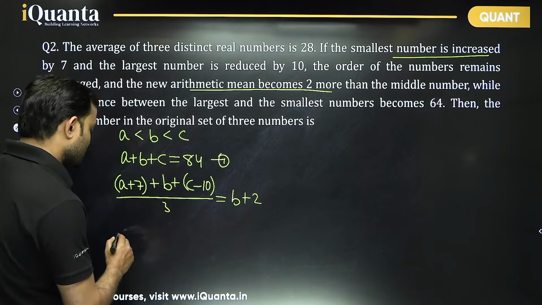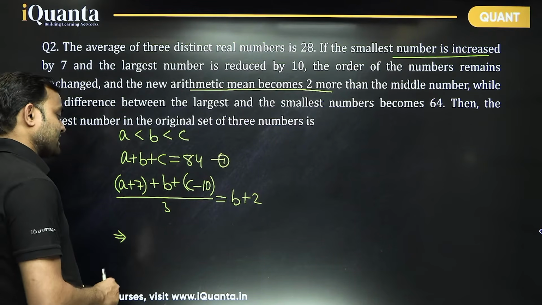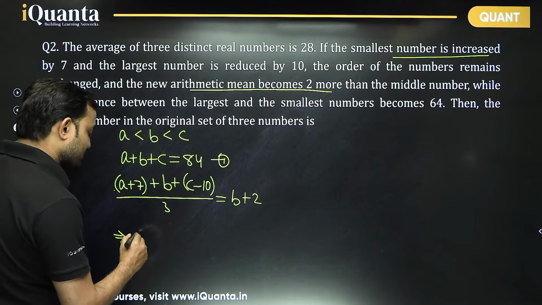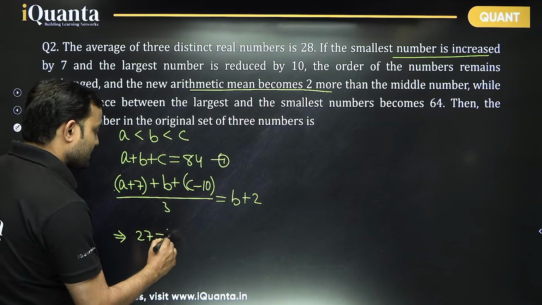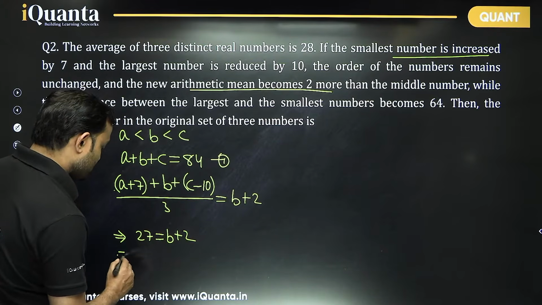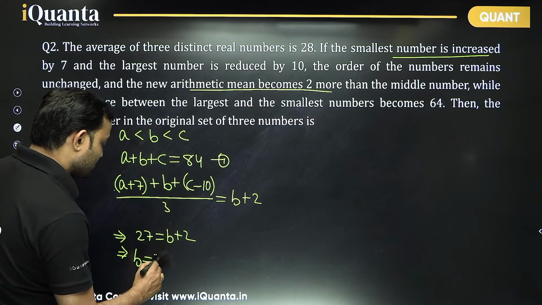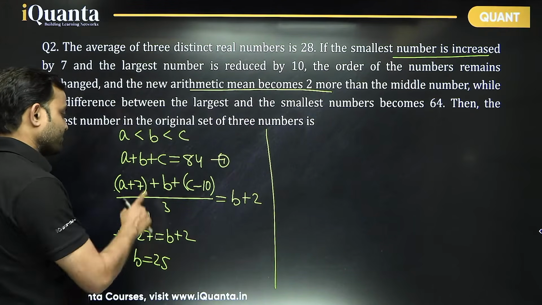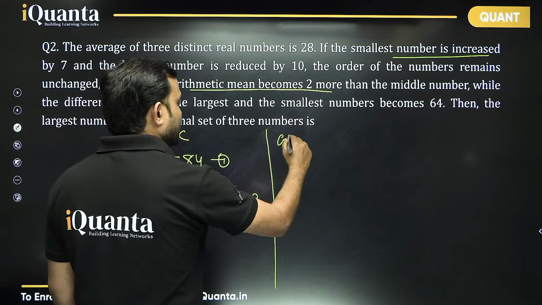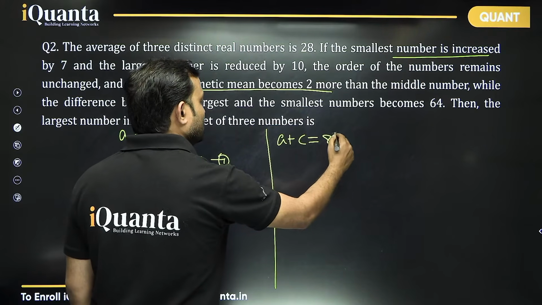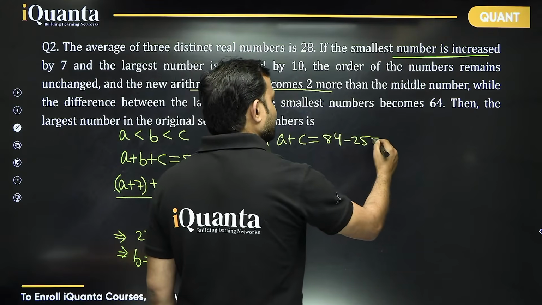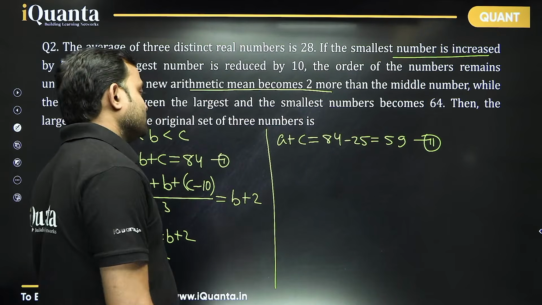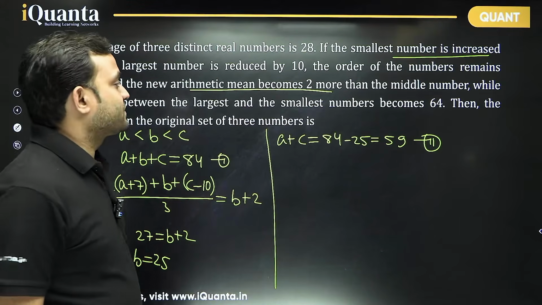So the arithmetic mean, this divided by 3, is equal to 2 more than the middle number, meaning B plus 2. If we solve this, A plus B plus C is 84, minus 3, 81 by 3, this will be 27, is equal to B plus 2. Or we can say B is equal to 25, right? If B is equal to 25, then A plus C will be equal to 84 minus 25, which is equal to 59. A plus C will be equal to 59.